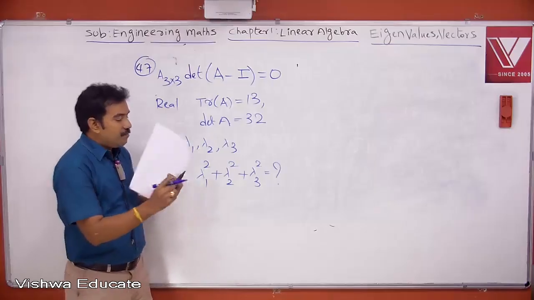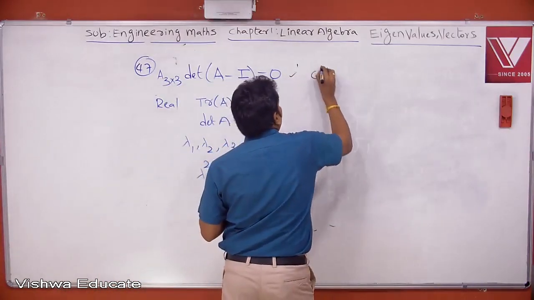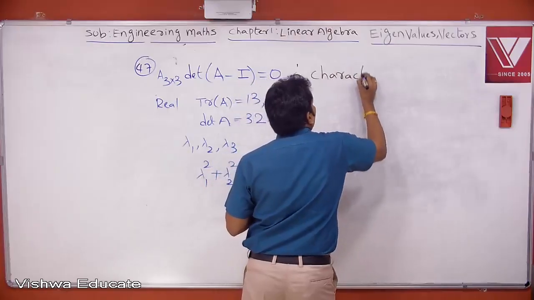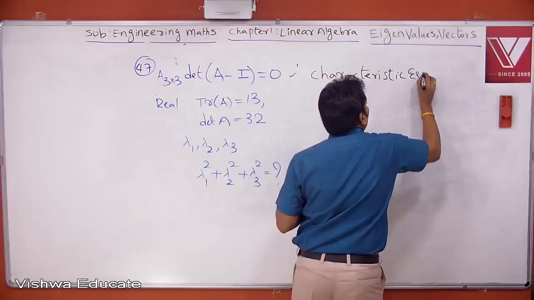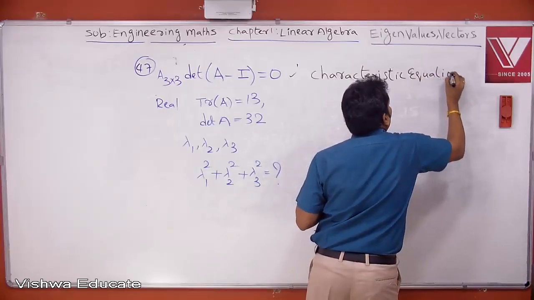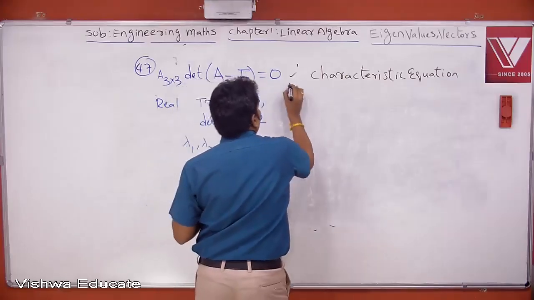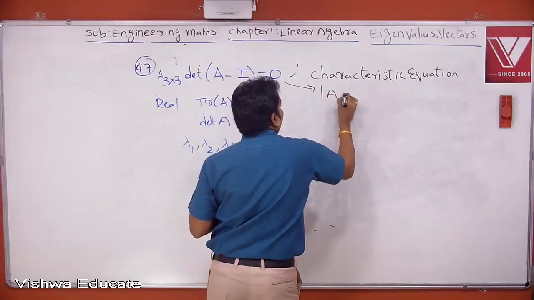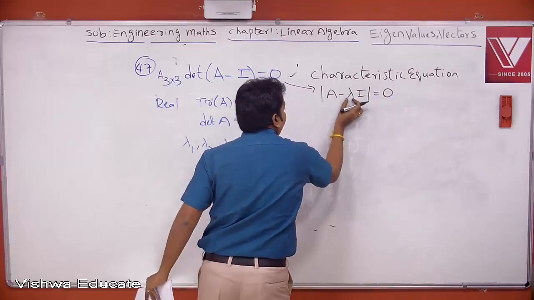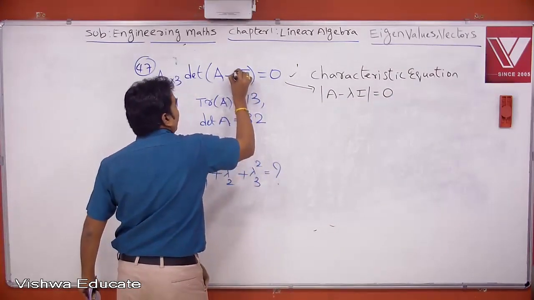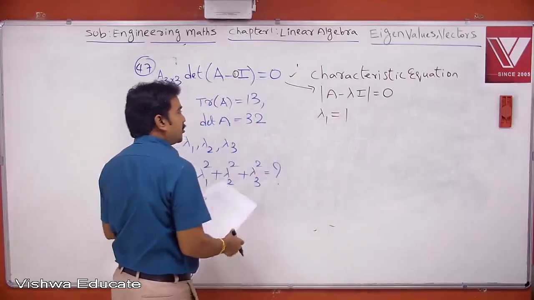Now let us see. Basically this is the characteristic equation, and the roots of this equation are the eigenvalues. It is in the form det of (A minus lambda I) equals 0, where lambda is nothing but the eigenvalue. So in place of lambda we have the constant 1. Therefore lambda 1 equals 1, just by definition.